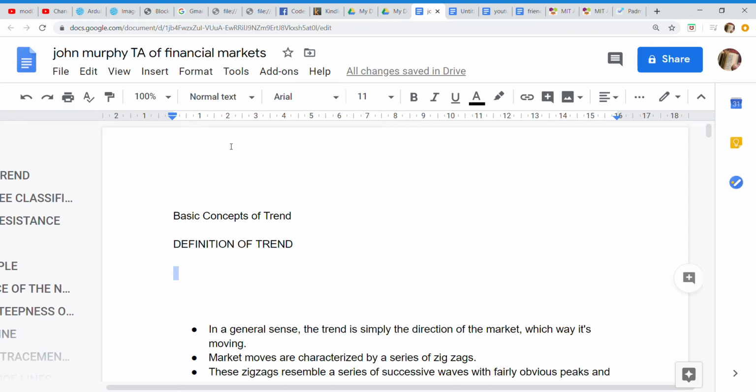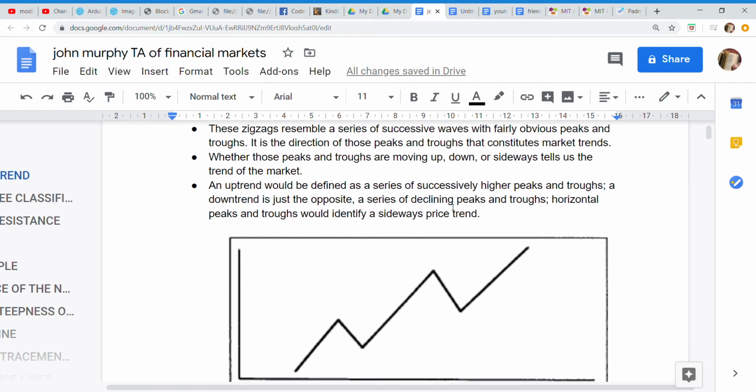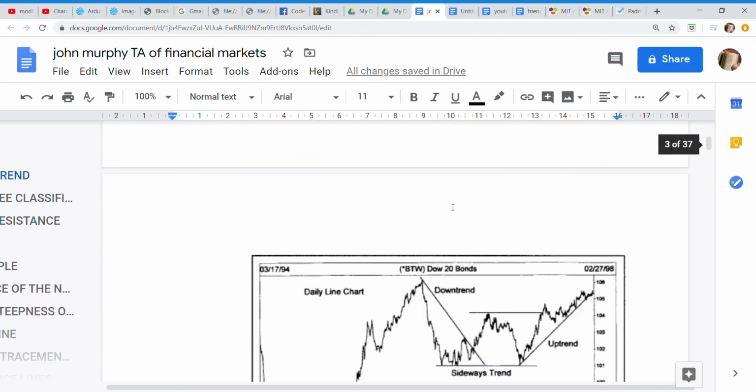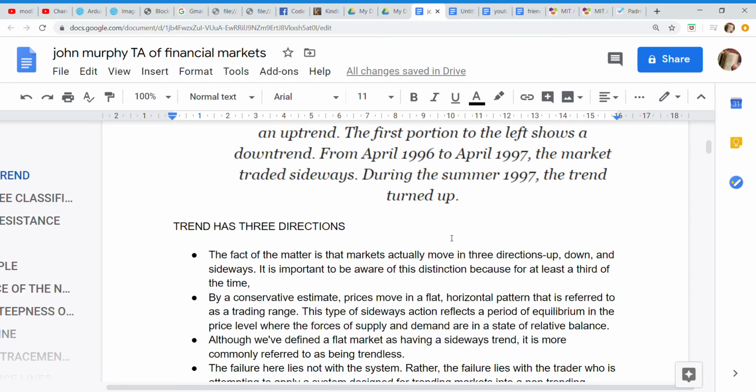Today we are going to study chapter 4 of the book Technical Analysis of Financial Markets by author John Murphy. The chapter's name is Basics of Concepts of Trend. First we will study the definition of trend. Then the second topic is that trend has three directions.